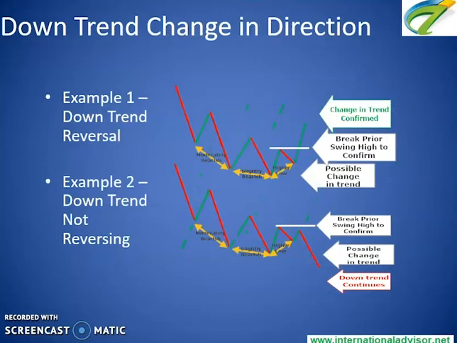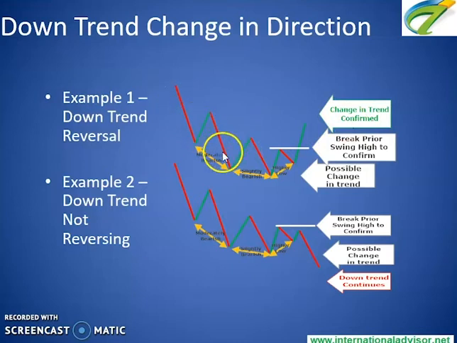Likewise, in downtrend examples, you can see here a reversal example. It was moderately bearish, slightly bearish, and then after that this makes a situation like this and again starts moving down. But when this is broken, we can say till here it was a possible change in trend, but once this is broken upside, it is a change in trend.